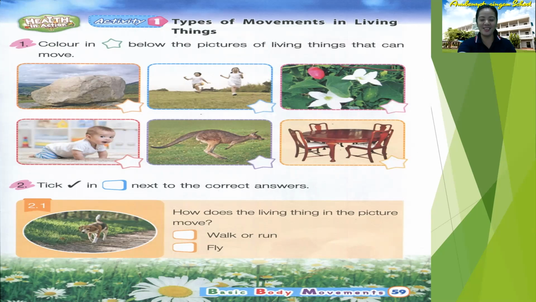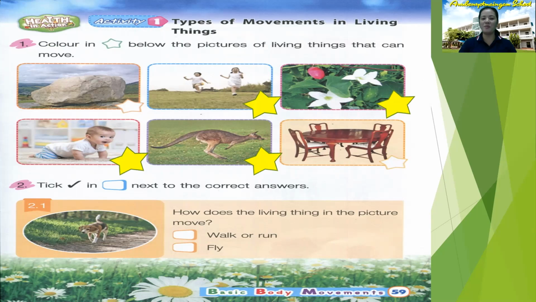Is it number 2? Let us see. Good job. What else? Great. What more? The baby, of course, can move. Last one we have. Great, the kangaroo. Okay, so those are the living things that can move.